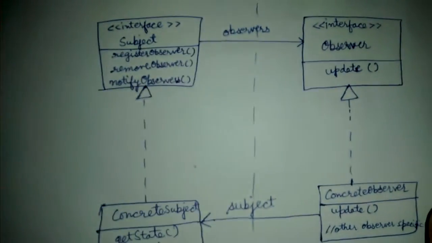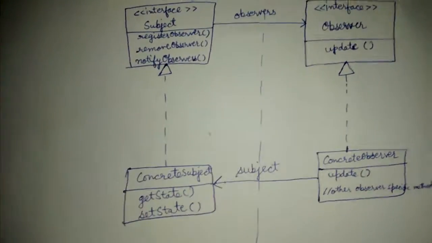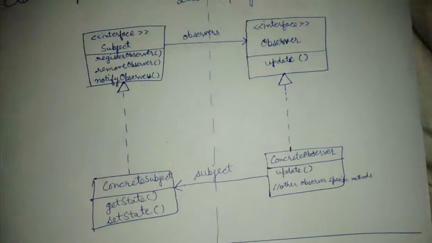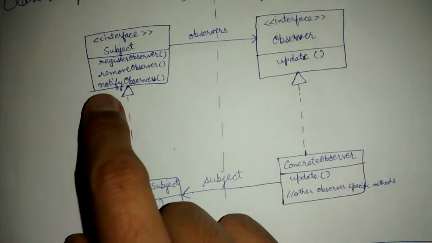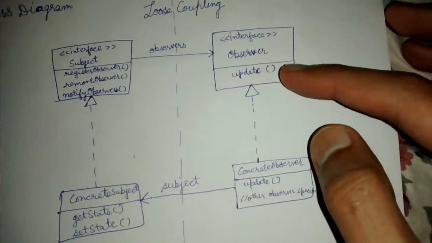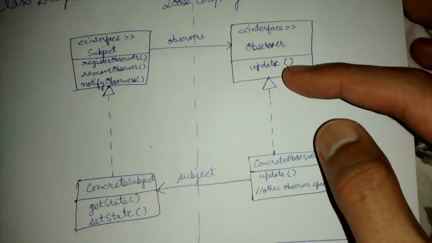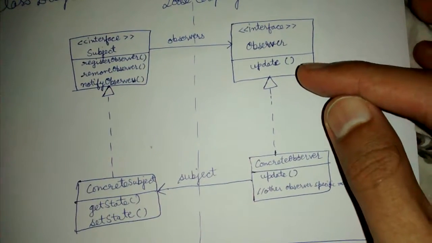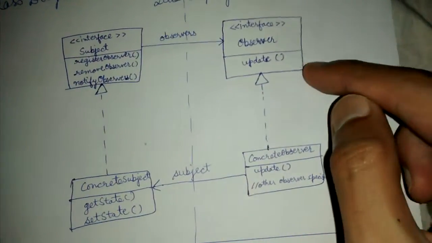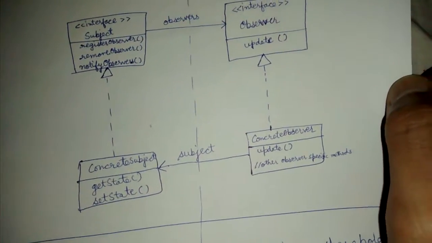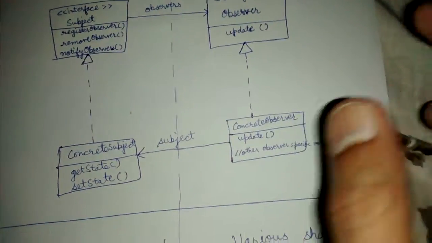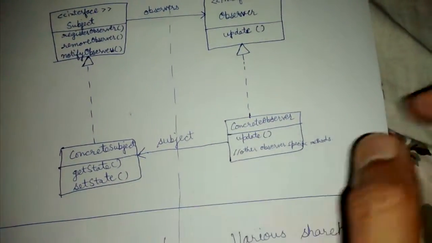So this subject is basically one who registers the observers, removes the observer, and notifies the observer when an event has happened. Observer has an update method which can be called whenever the subject wants to notify an observer. Okay. And similarly, the concrete observer and concrete subject are the implementations of the two.